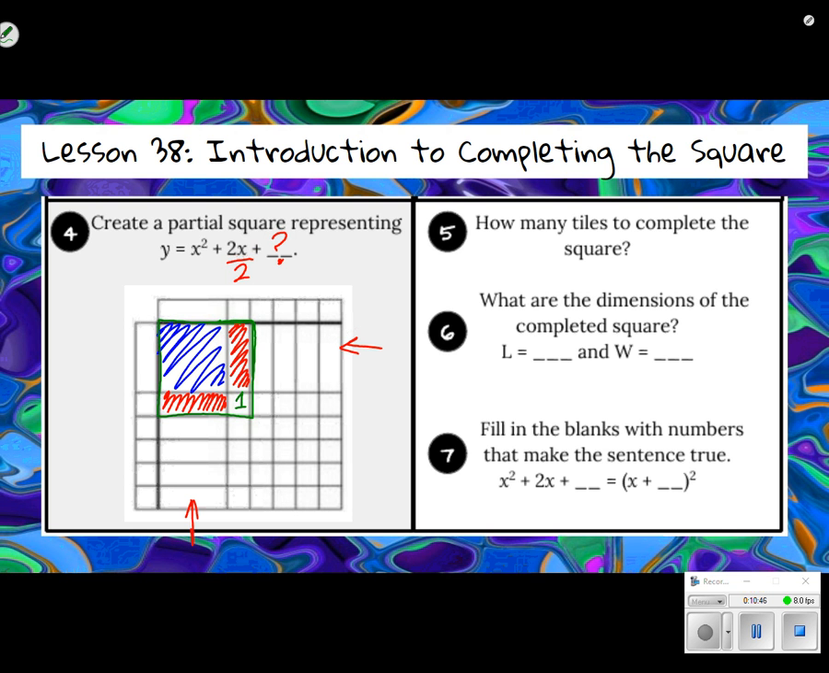So how many tiles to complete the square? 1. What are the dimensions? After I put this 1 in here, and I was going to factor, this would be an x, this would be a 1, this would be an x, this would be a 1, so it would be x plus 1 and x plus 1. So my length is x plus 1, my width is x plus 1, and so that would mean I would have x plus 1 squared, right?